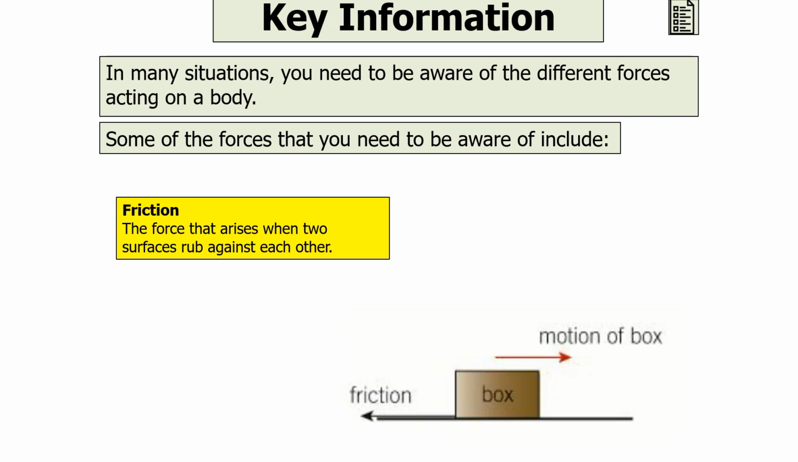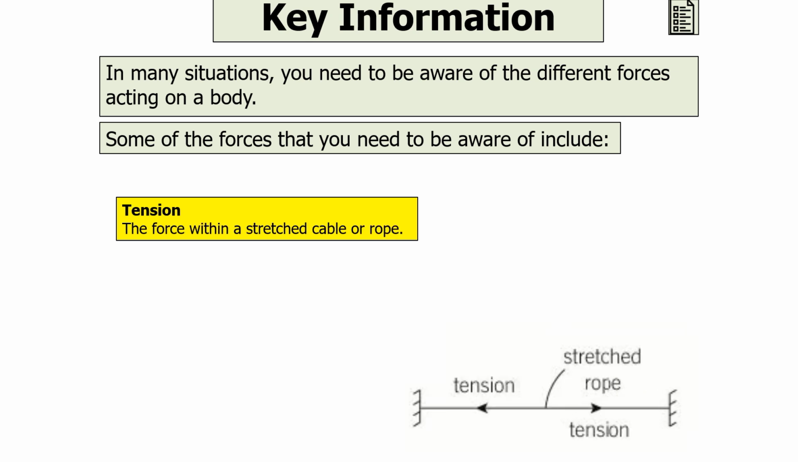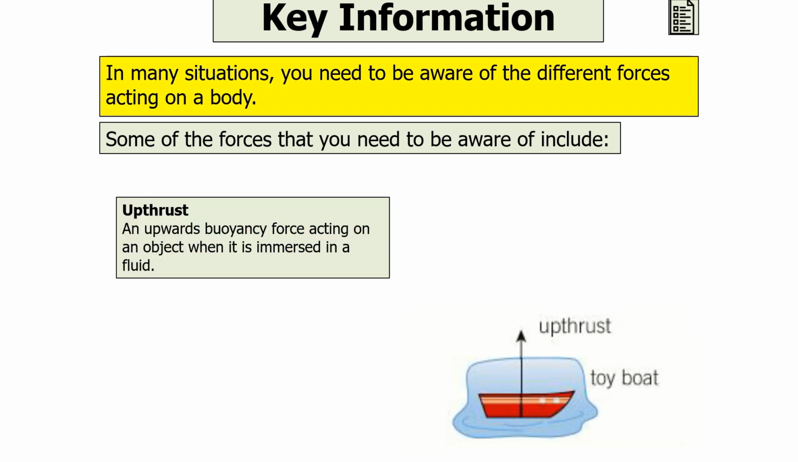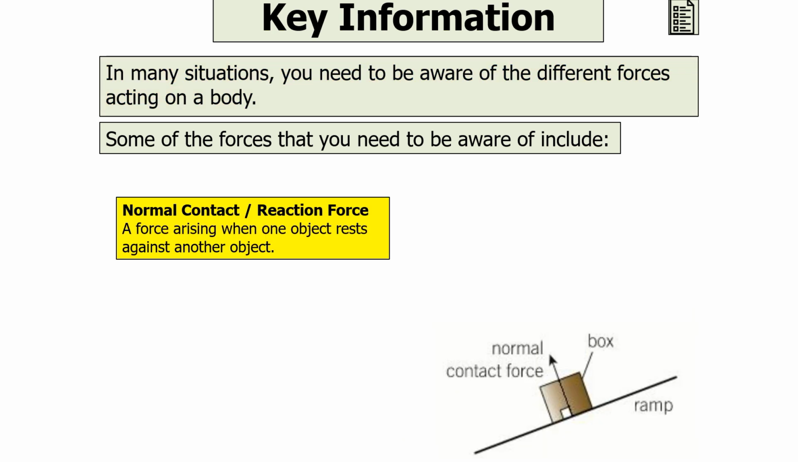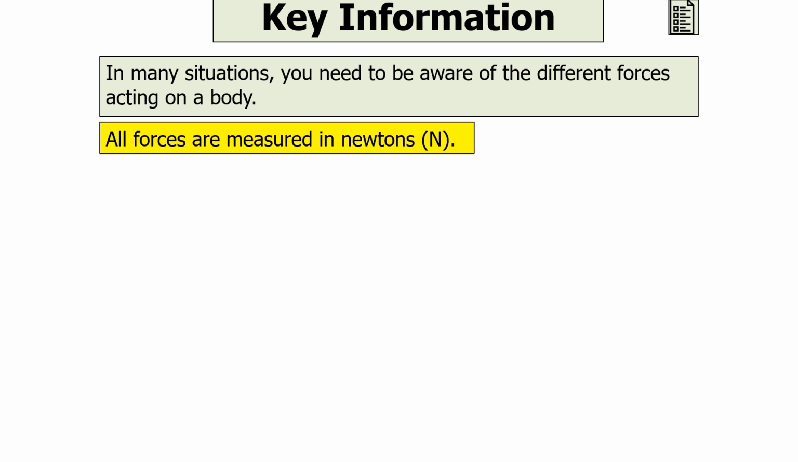We have friction, which is the force that arises when two surfaces rub against each other. We have drag or air resistance, which is the resistive force on an object travelling through a fluid. We have tension, the force within a stretched cable or rope. We have upthrust, an upwards buoyancy force acting on an object when it's immersed in a fluid. And we have the normal contact or reaction force, which arises when one object rests against another object. This force comes from Newton's third law of motion, and always acts perpendicular to the surface. Now all forces are measured in newtons.